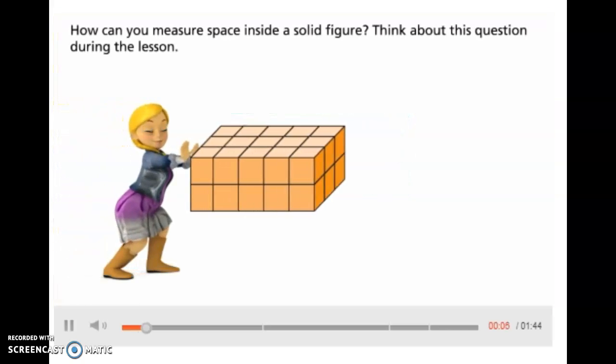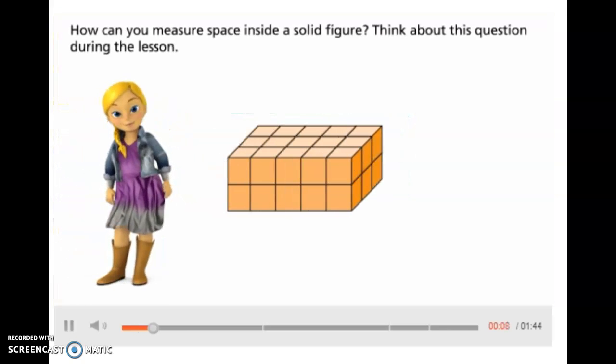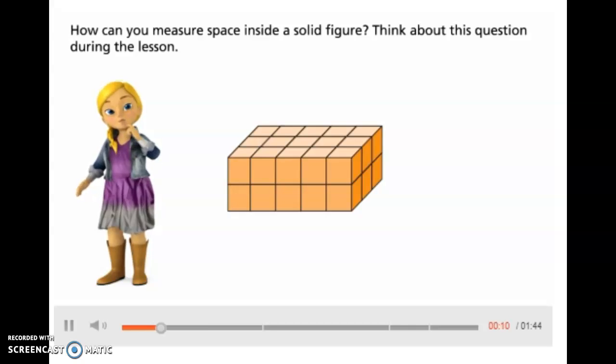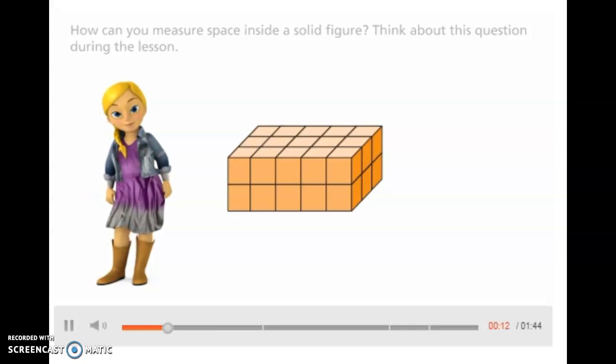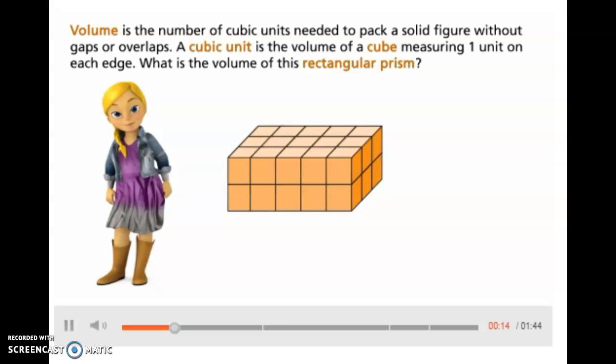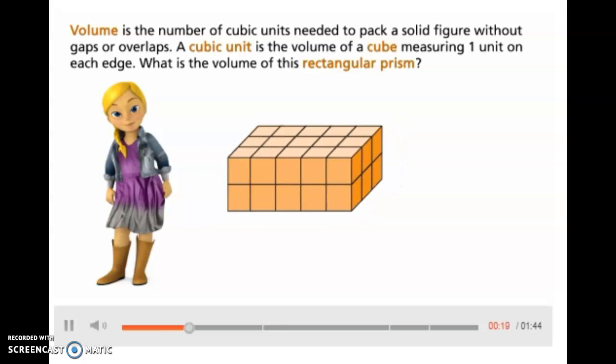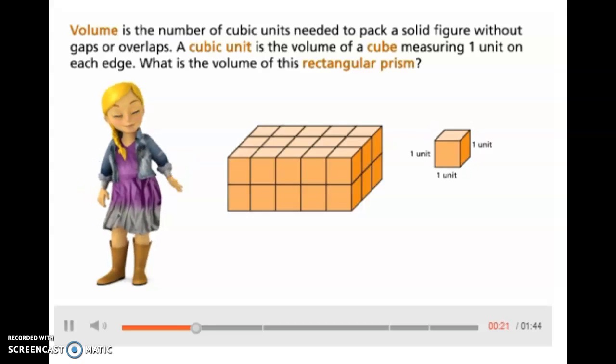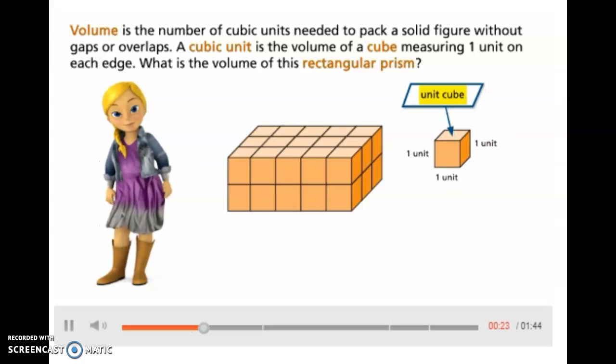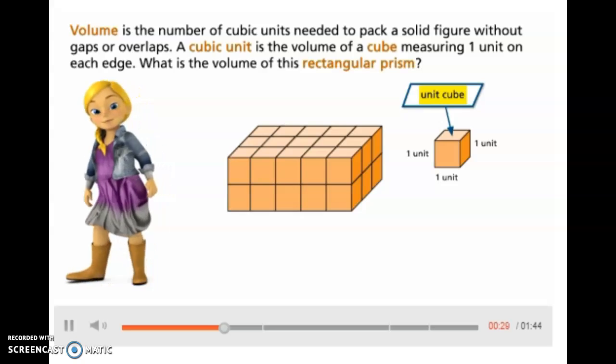How do you measure space inside a solid figure? Think about this question during the lesson. Volume is the number of cubic units needed to pack a solid figure without gaps or overlaps. A cubic unit is the volume of a cube measuring 1 unit on each edge. What is the volume of this rectangular prism?